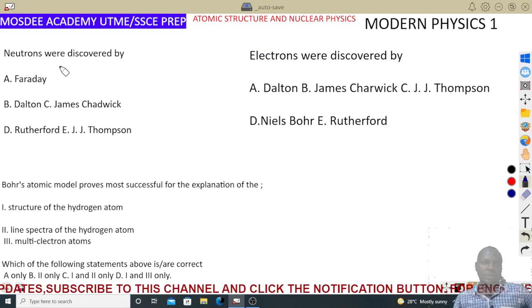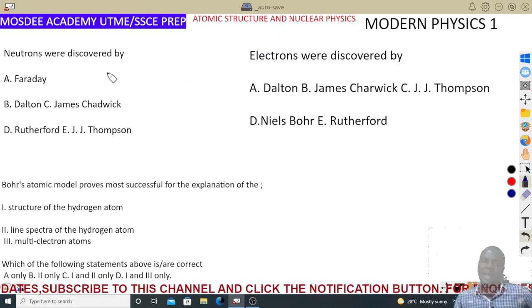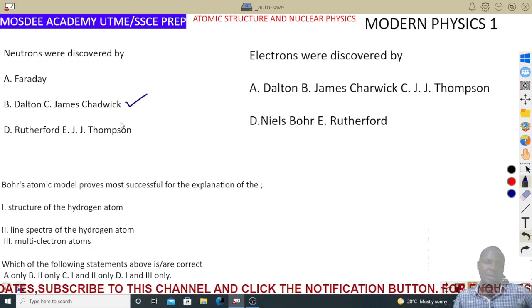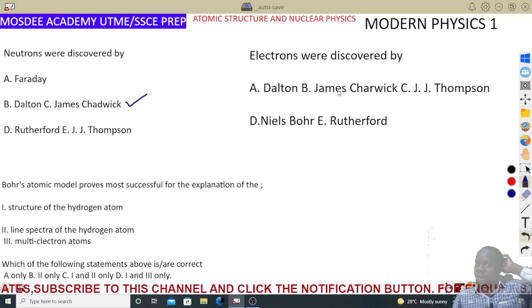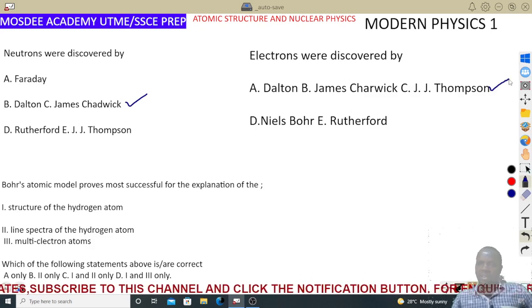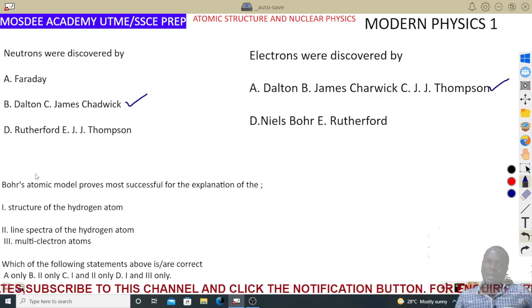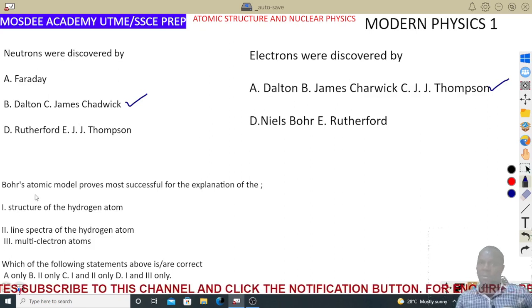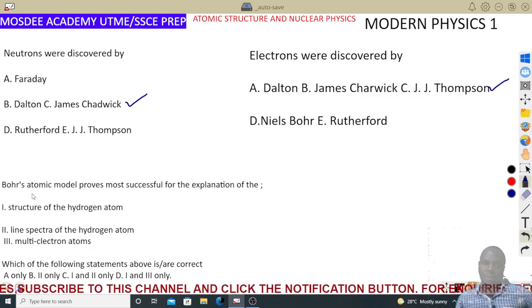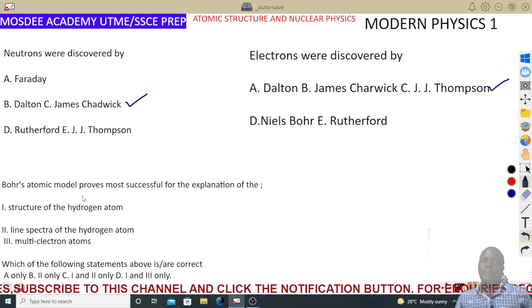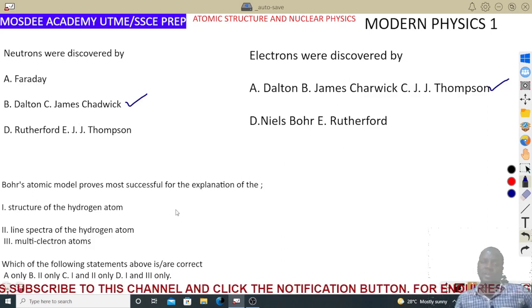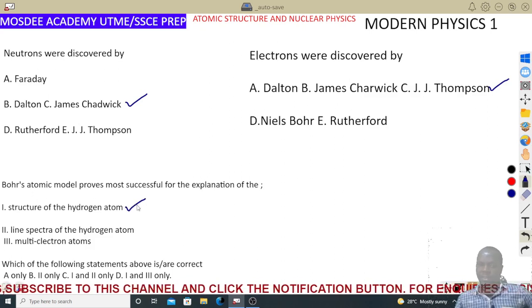Now, shorty question now. Neutrons were discovered by, I told you, I think I talked about it, James Chadwick. The electron was discovered by Sir J.J. Thomson. So you can see the way we are doing it now. The next question, still on Bohr atomic model, atomic structure, one of the simplest aspects. Bohr's atomic model proved most successful for the explanation of structure of an hydrogen atom.